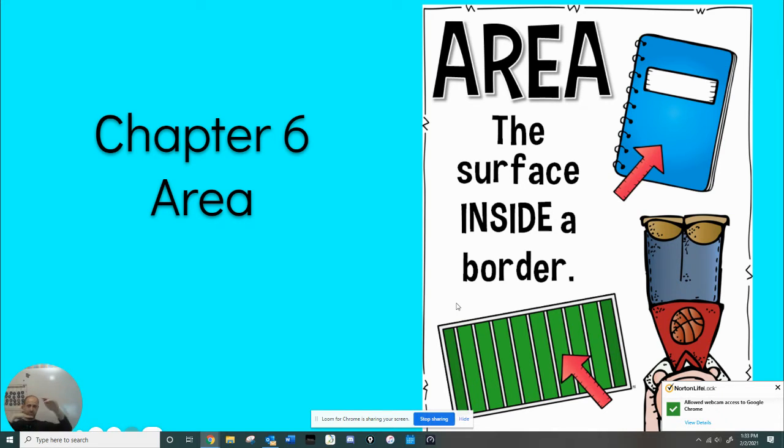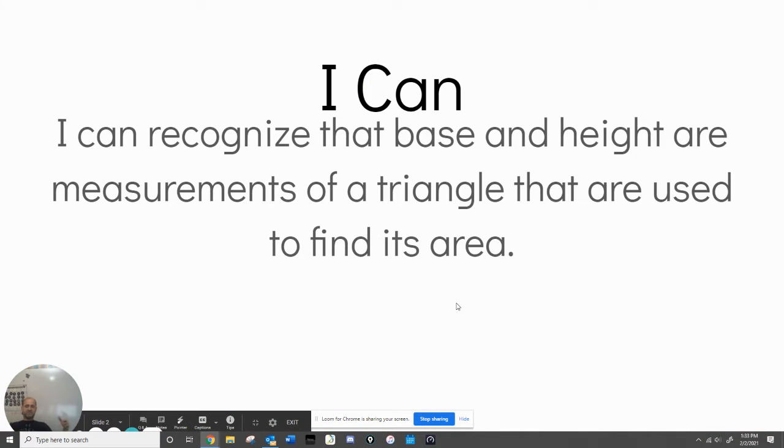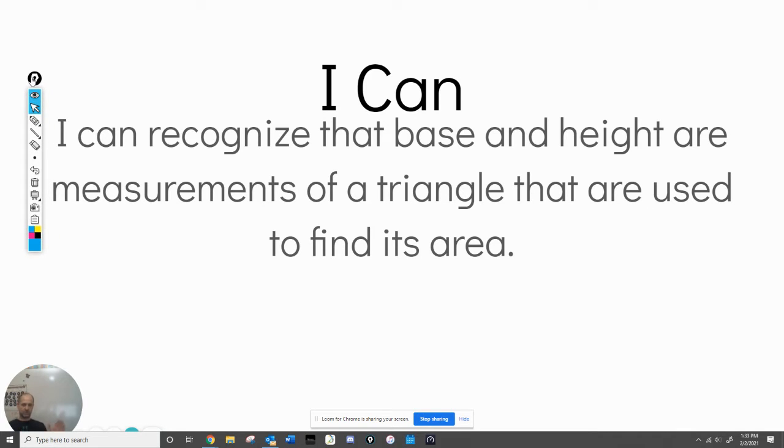Area is the two-dimensional surface space inside of a border, if you would like to call it that. So jumping ahead, our focus in this chapter, our goal, is to be able to say that I can recognize the base and height are measurements of a triangle that are used to find its area. Okay, so that is a very achievable goal. I can recognize that base and height are the measurements of a triangle that are used to find its area, and then to go ahead and find that area.